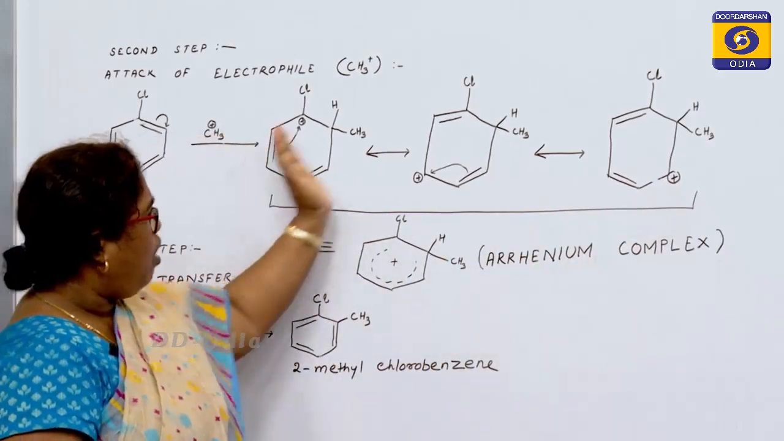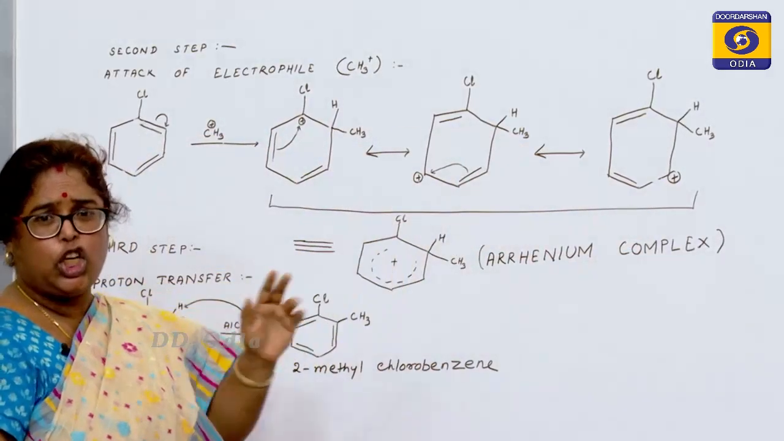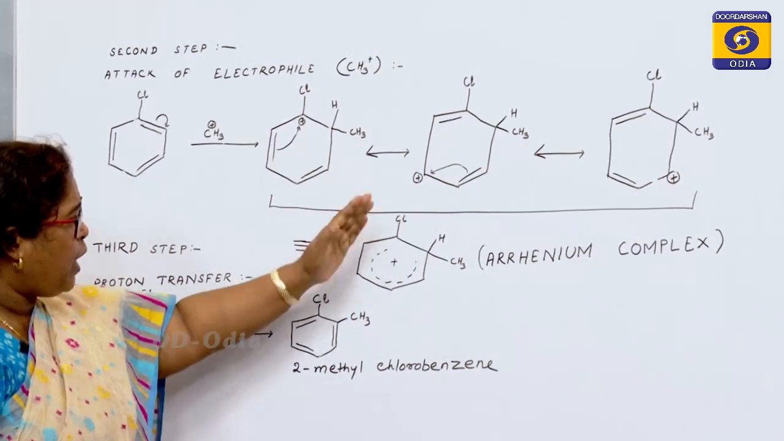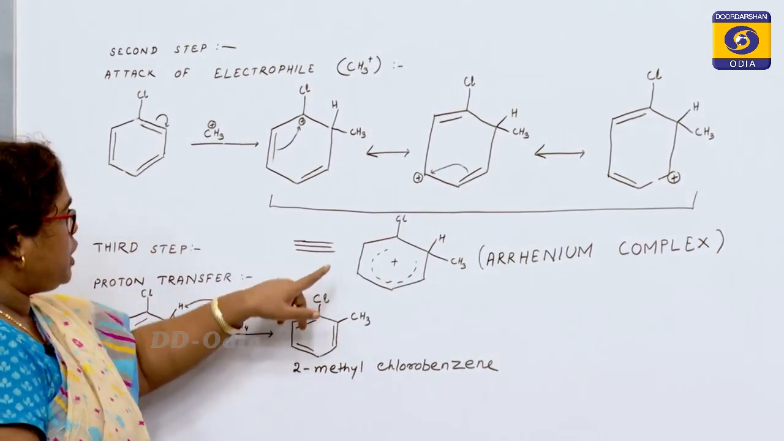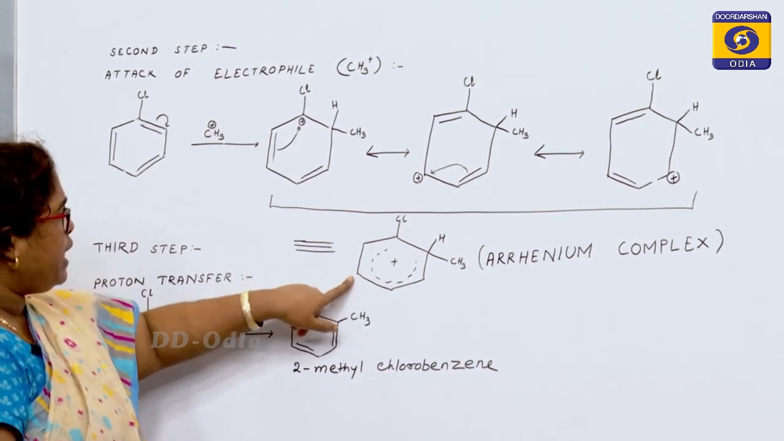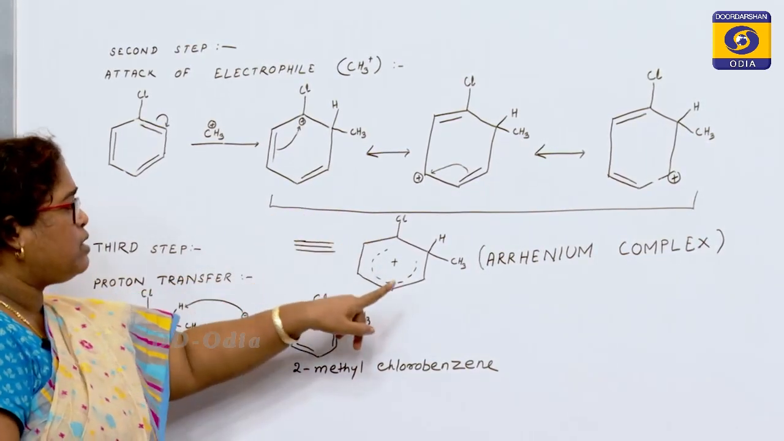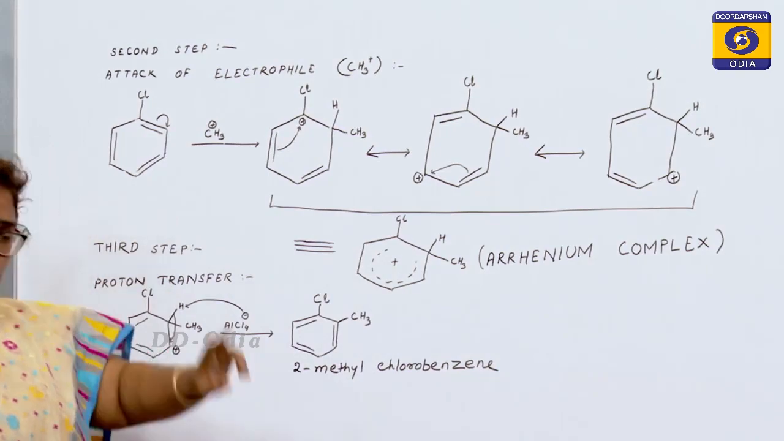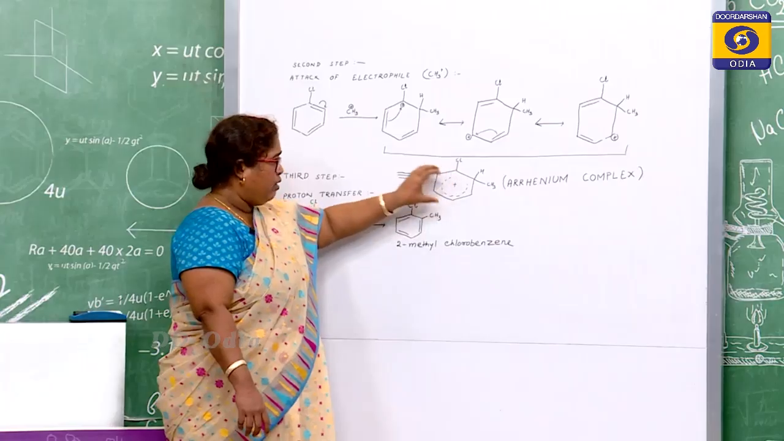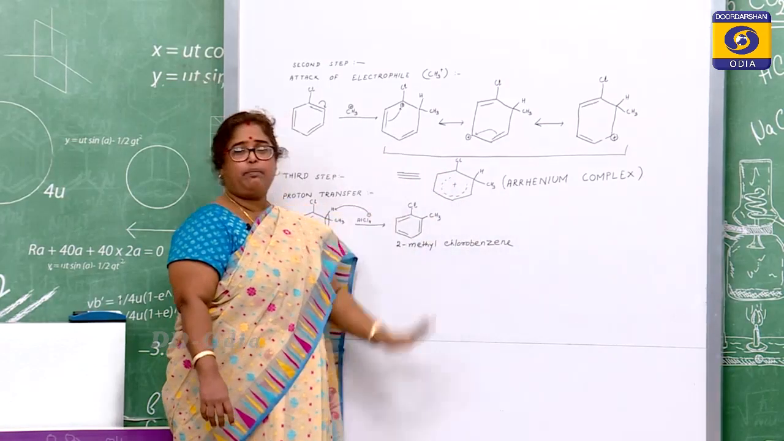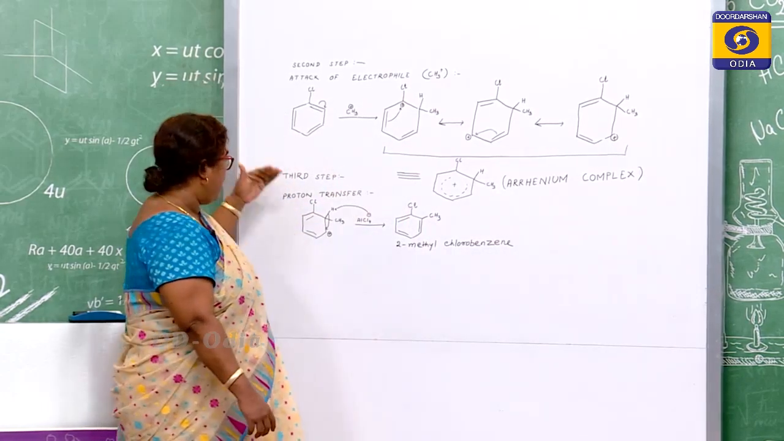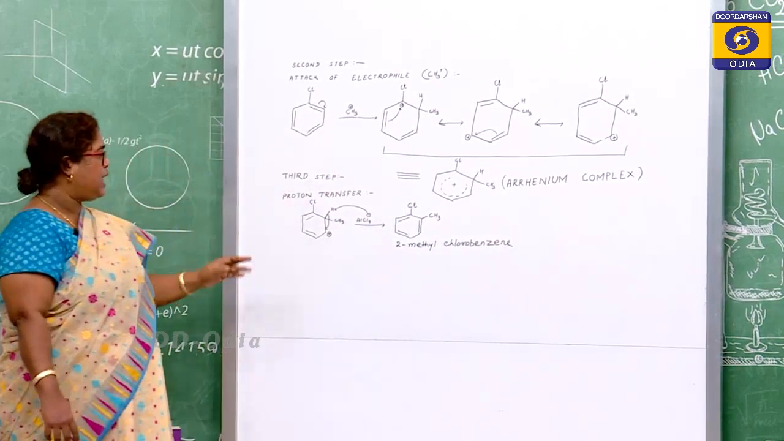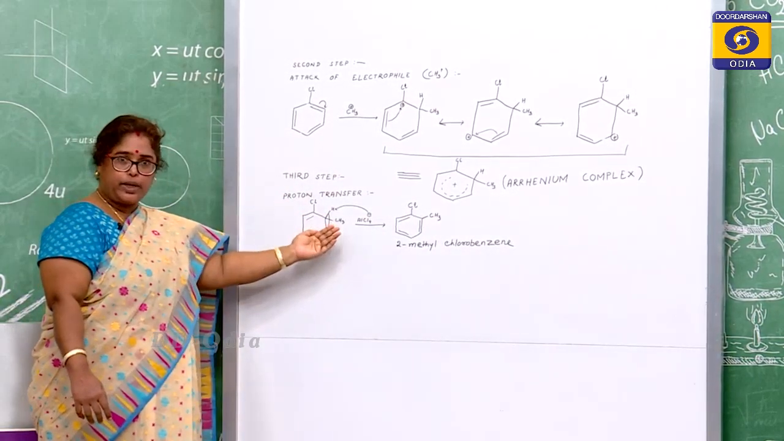So, in all these three structures you get a positive center here, you also get a positive center here, and here. So, a positive ion, a complex, the arenium complex, is formed in this step. And finally, the third step is the proton transfer.